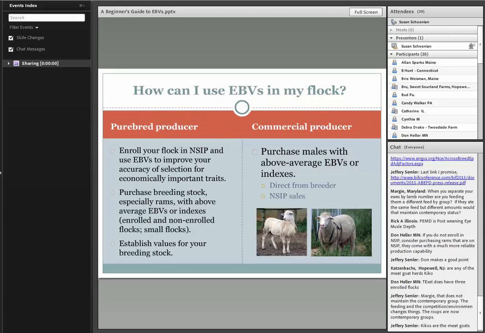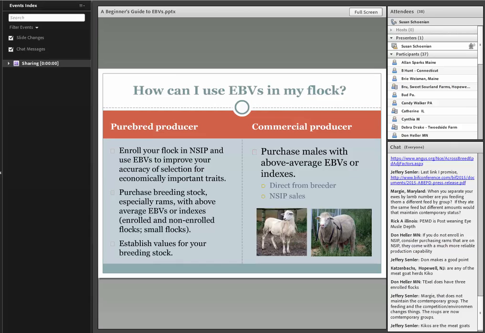How can you use EBVs in your flock? Well, if you're a purebred producer, again, you could enroll your flock in NSIP and use the EBVs to improve your selection for traits that are important. Maybe you don't enroll your flock, but you purchase breeding stock, especially rams, with above average EBVs or indexes. So I'm not going to enroll my flock, but I want to get a really good ram, or I want to get a ram that excels in these traits. This works if you're already enrolled, this is what you should do. If you're not enrolled, that's still a good idea, to buy rams with EBVs.